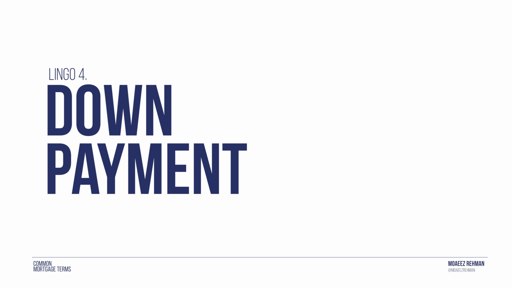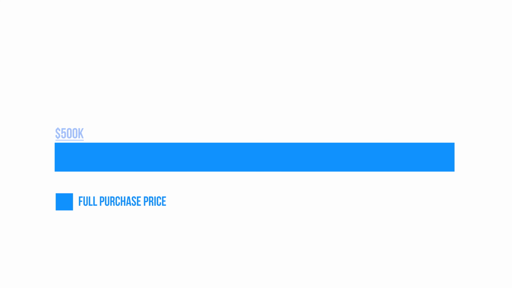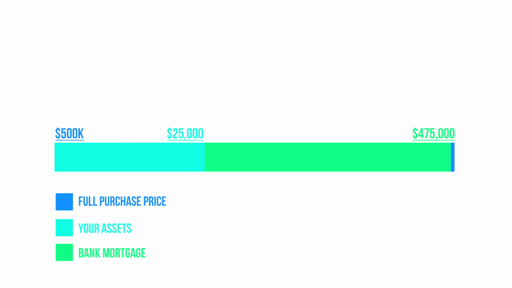Next up, we have the down payment, and this is the portion of the home price that is not financed by the mortgage loan. It must come from the buyer's own funds or other eligible sources before securing a mortgage. If you purchase a home for $500,000, you don't get a mortgage for the full purchase price. You have to have a portion of it in your down payment. If you have a down payment, you're considered an A-level buyer, and then the bank will give you the mortgage for the remaining amount. Now, when they're talking about your own funds or eligible sources, if you are getting a down payment gifted to you, that is A-okay. There are certain procedures that have to be followed for that method, but you can use your funds from your RRSP, or you can also use funds that are gifted to you from other individuals in your family towards your down payment.